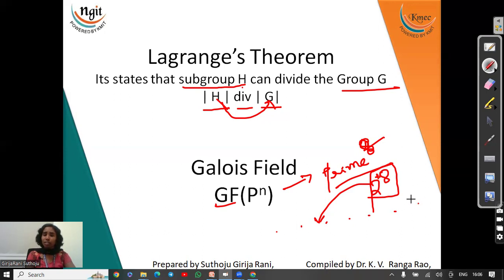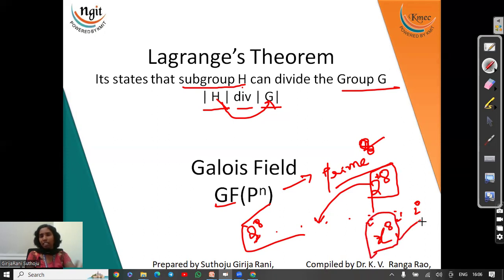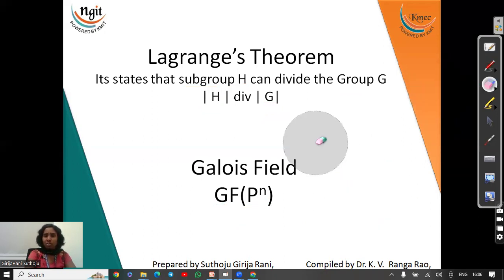expression. That expression may be anything, a polynomial or whatever it may be. So the 2 power 0, 2 power 1, and so on, I can have 2 power 8 at maximum. If I take in place of 2 some x, then a maximum of x to the power of 8 can be accessible. That's it. But P must be a prime number and N may be any integer, right? So this is about Galois field.